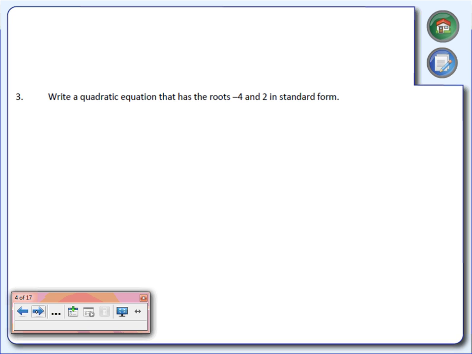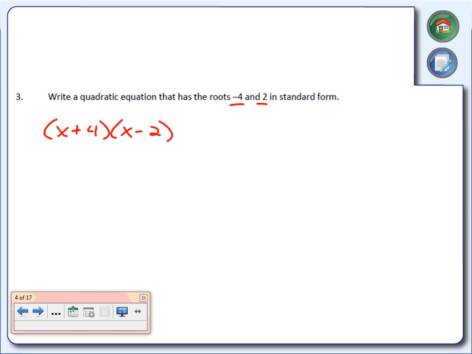Okay, going on to number 3. Write a quadratic equation that has the roots negative 4 and positive 2. So they gave us a solution. We've got to find the equation that goes with those solutions. Well, since they gave us the roots, then we should also know that the factors are the opposite, meaning we should have x plus 4 as one of our factors, and we should have x minus 2 as the other factor.